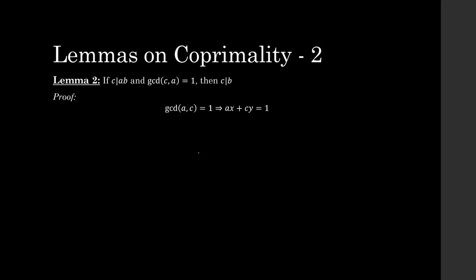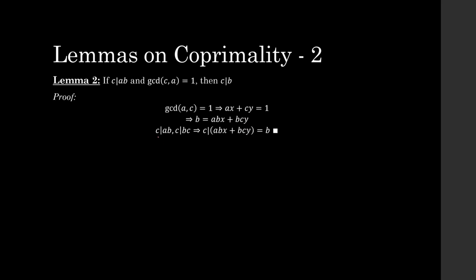So, the proof. Well, the GCD of A and C is 1, as given by the lemma. So that means that AX plus CY equals 1, once again by Bezout's lemma, so we keep using that result again and again. That's where you see how useful it is. And if we multiply this equation by B, then we get B is equal to ABX plus BCY.